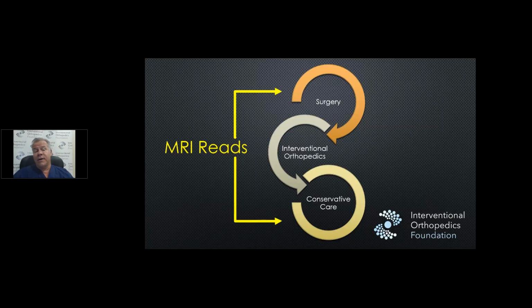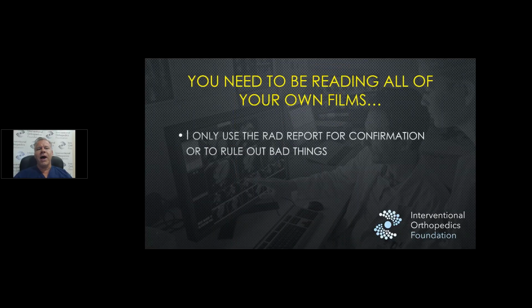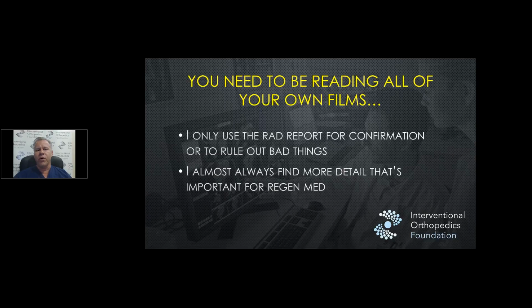And in fact, radiologists are people, and they're influenced by their referral sources. So they don't comment on a lot of things they probably should, simply because their referral sources are usually surgeons, and they're usually not interested in knowing those things. So you really need to be reading all of your own MRI films. Very, very important, because, as I'll show you today, there are things on those films that you're not going to get in a report, but that will help you plan a good regenerative medicine treatment for that patient.